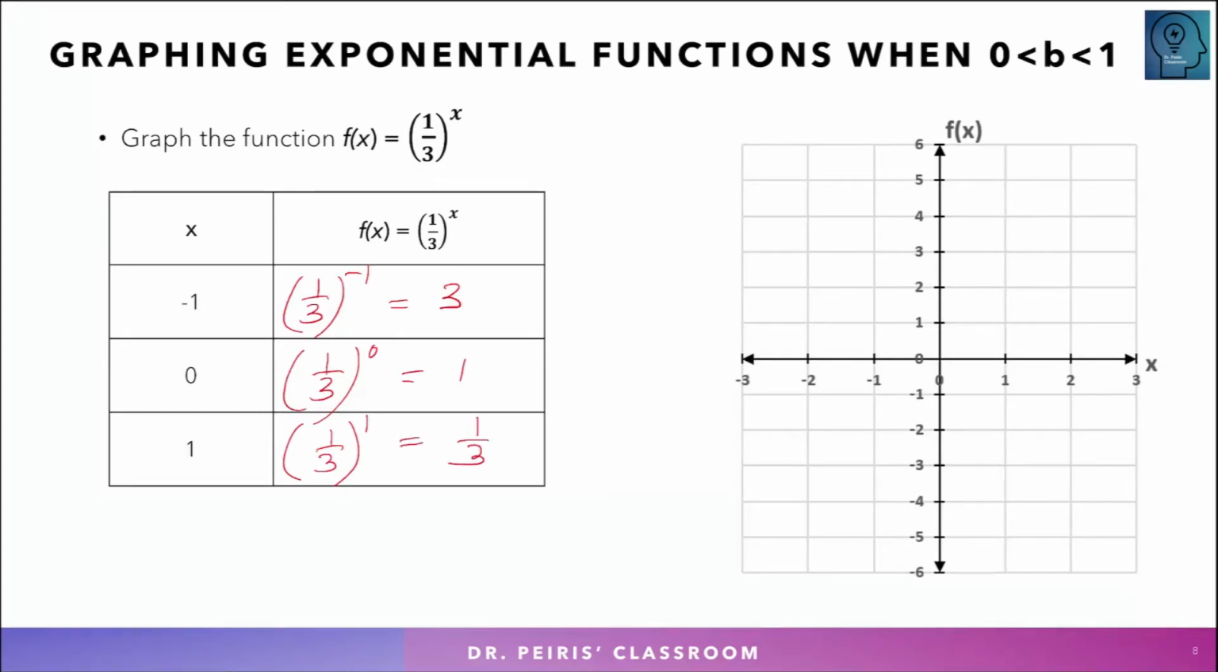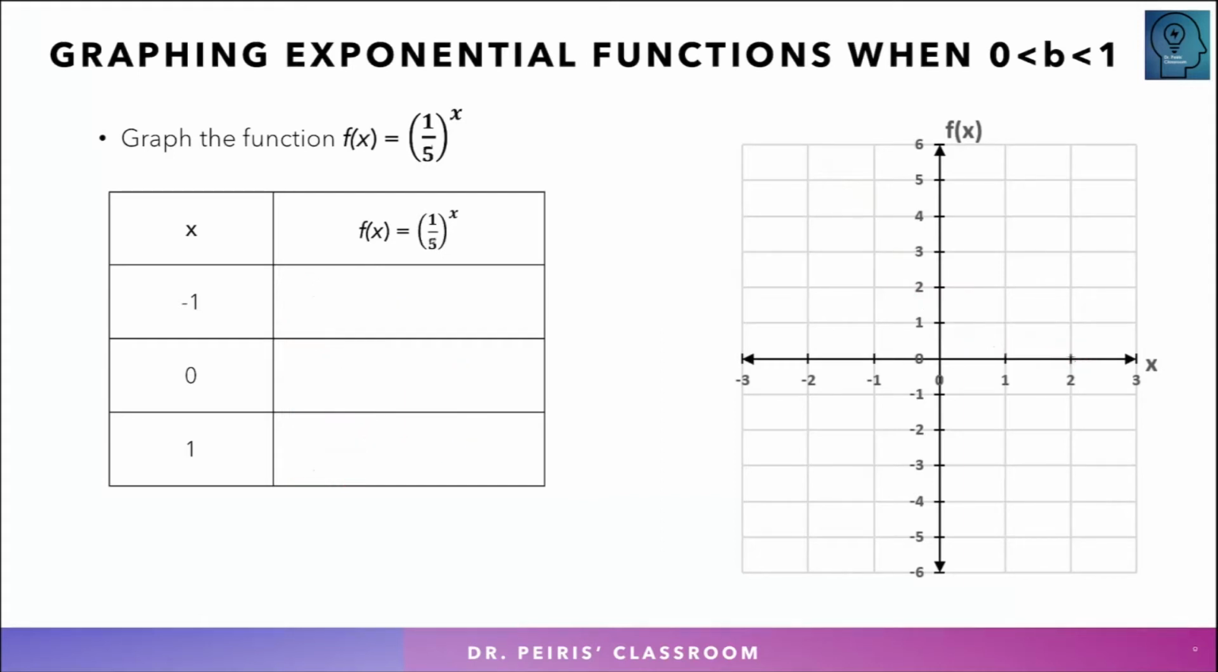Now let's plot the points. The first one is -1, 3 right here. The second one is 0, 1, which goes here. Then 1, 1/3. So 1/3 is a value less than 1, so we put it somewhere here. And then we connect the dots. The function is decreasing and approaching 0, but it will never touch or cross the x-axis. This is how we do it when b is between 0 and 1.